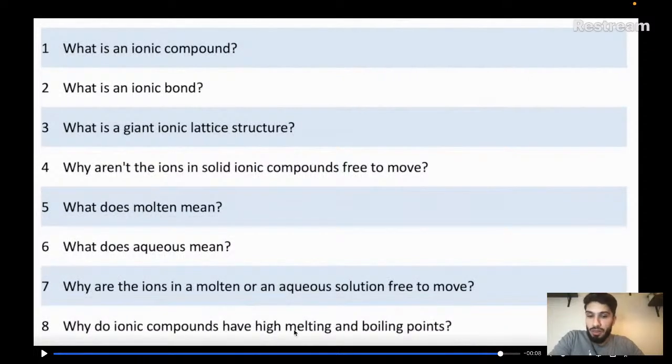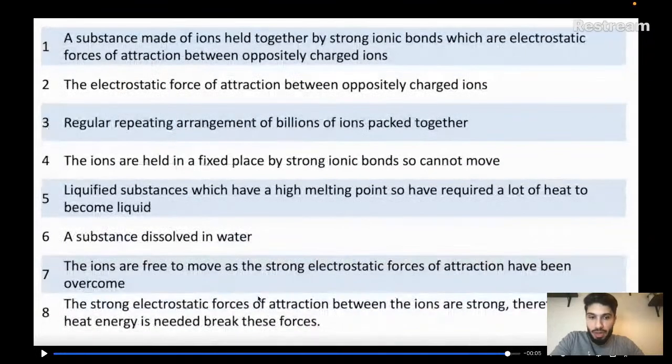Why do ionic compounds have high melting and boiling points? Well, this is a classic question that a lot of students tend to get 1 or 2 out of 3. But to get the 3 marks, you need to say strong electrostatic forces of attraction between the ions, 2 marks. And then the 3rd mark is a lot of energy, a lot of heat, or a lot of heat energy is needed to break these forces. So strong electrostatic forces of attraction between the ions is worth 2 marks. A lot of heat energy is needed to break these forces. That is a 3-mark question.